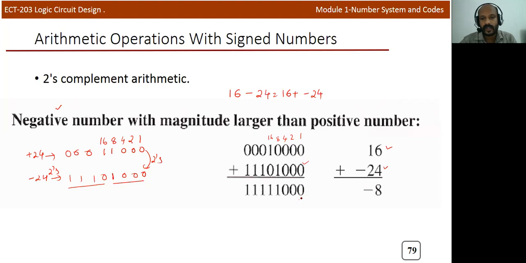So 0 plus 0 is 0, 0 plus 0 is 0, 0 plus 0 is 0, 0 plus 1 is 1, 1 plus 0 is 1, 0 plus 1 is 1, 0 plus 1 is 1, 0 plus 1 is 1. So we can check the MSB bit. So here the MSB bit is 1, so the answer is in the negative format. So this is in the complemented form. So we are performing 2's complement, and in 2's complement, when the MSB bit is 1 it means the given number is a negative number.